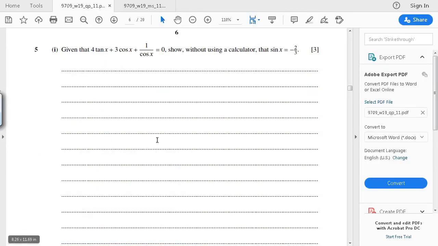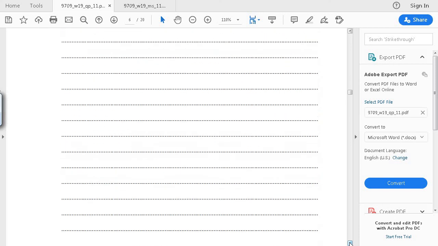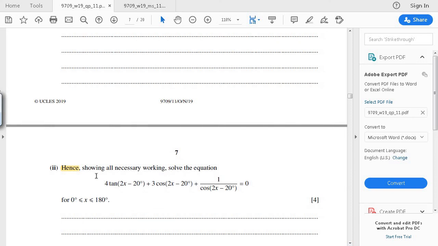So for the first part of this problem, we have already shown sin x is equal to minus 2 over 3. Now we move on to the next part of the problem, 5.2, which requires us, hence showing all necessary working, to solve the equation 4 tan (2x minus 20 degrees) plus 3 cos (2x minus 20 degrees) plus 1 over cos (2x minus 20 degrees) is equal to 0, for 0 degrees less than or equal to x less than or equal to 180 degrees. To show this, we need to recognize that this is the same problem as before, except that they have just changed x to 2x minus 20.